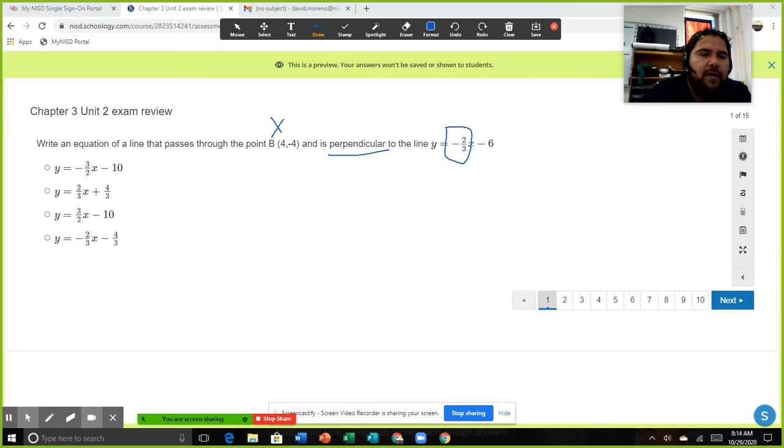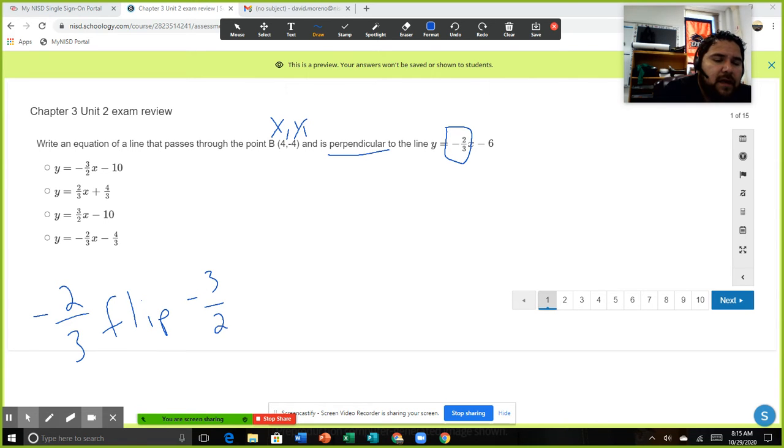So label our point x1, y1. Perpendicular means opposite reciprocal, or Miss Moreno likes to say flip and reverse, right? So I'm taking this -2/3, and I'm going to flip it. When I do that, it gives me -3/2. And then I'm going to reverse it, so it's going to be negative. Now it's going to be positive 3/2. And there's my new slope, positive 3/2.